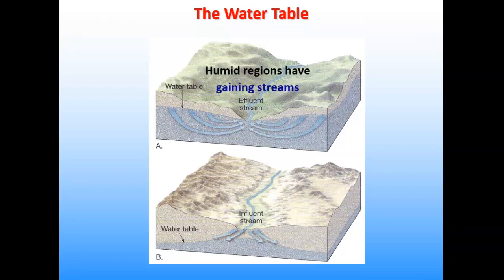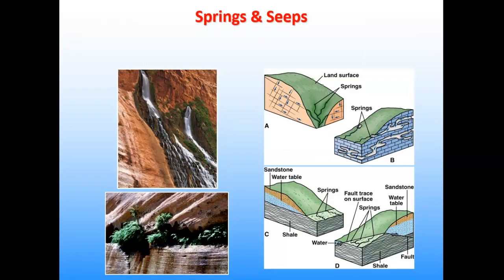And so we can just, instead of using the effluent, influent, we can call them gaining streams. They're gaining water from the subsurface, or they're losing water to the subsurface. So gaining or losing streams, something we can look at, and something to be aware of when we're trying to figure out how much flow a stream might have, and you can even relate that to flooding and things like that. So springs, we tend to see those pop up here and there, and they're just a place where the water table intersects the surface.